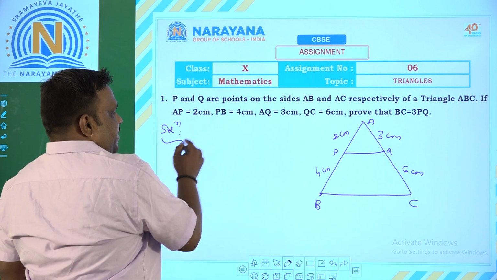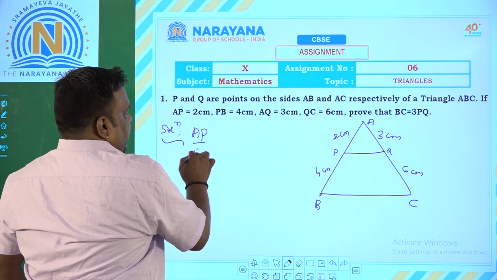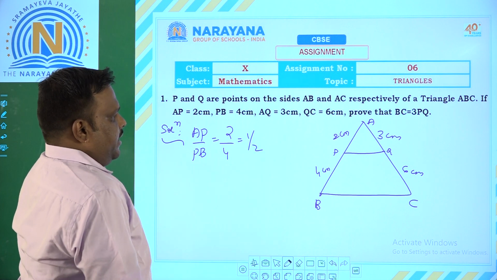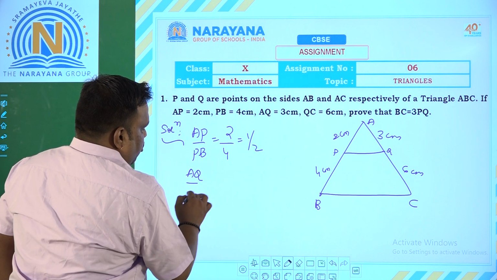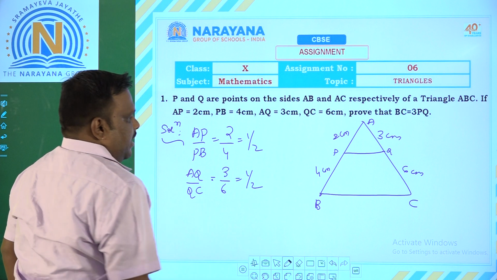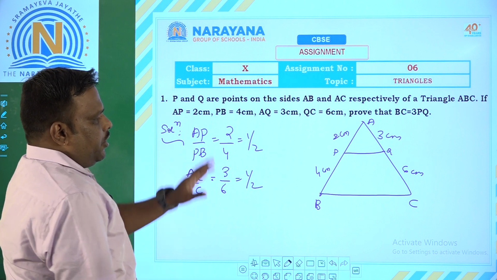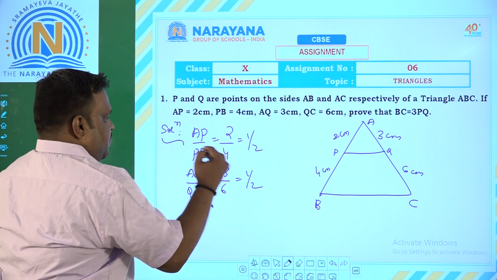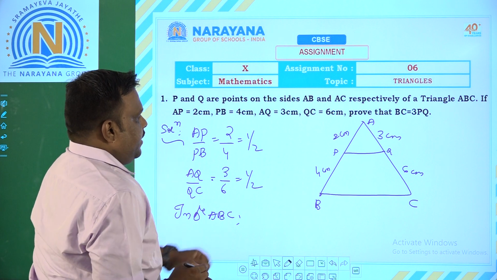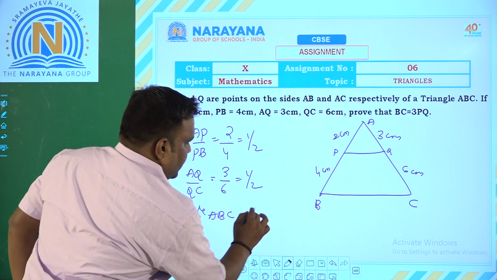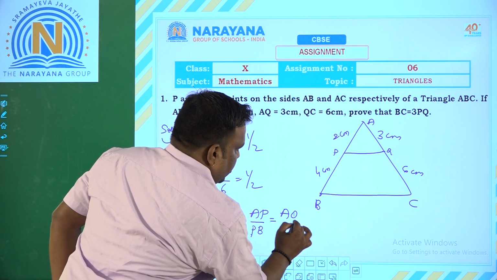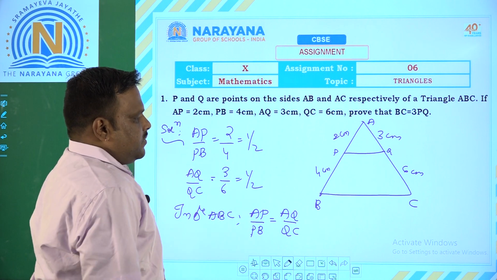So now let us concentrate on this part first. AP by PB, if you check it out properly, 2 by 4, that is 1 by 2. And similarly AQ by QC is 3 by 6, that is also equal to 1 by 2. So in triangle ABC, AP by PB is equal to AQ by QC. Got it clearly?